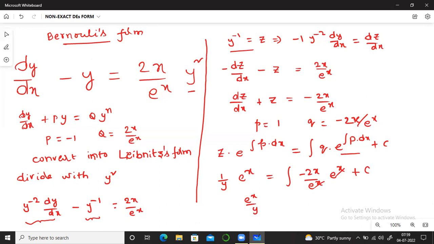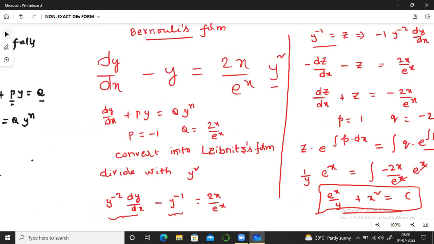This integration of minus 2x: minus 2 constant, x square over 2. 2 will cancel, so x square will remain. That x square you can bring to this side, plus x square is equal to some constant. That's it. It means now you see, x square plus e to the power x over y is equal to constant, the solution we got even by using the inspection method.